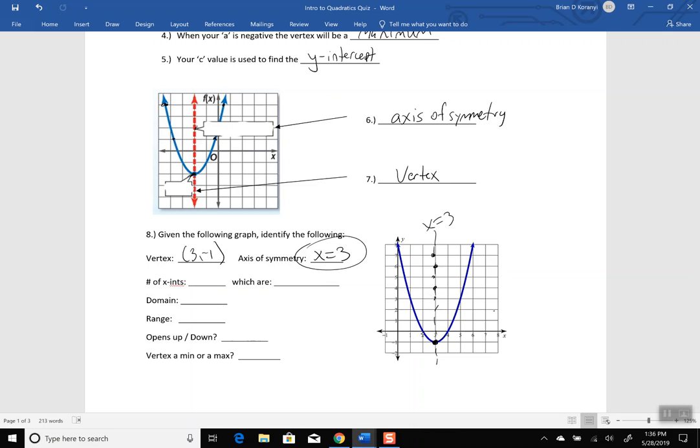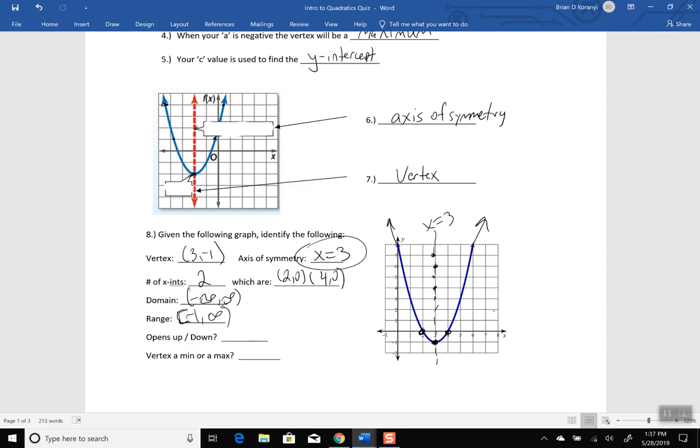The number of x-intercepts, there are 2 x-intercepts, which are located at 2, 0 and 4, 0. The domain, since the graph goes to the left forever and to the right forever, is negative infinity to infinity. The range is low to high. It's negative 1 up to positive infinity. Notice how I'm including negative 1 by using a bracket, because negative 1 is a possible value. So that's the lowest value up to the highest.